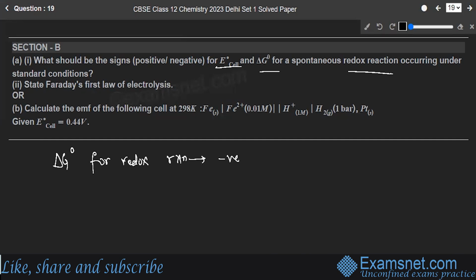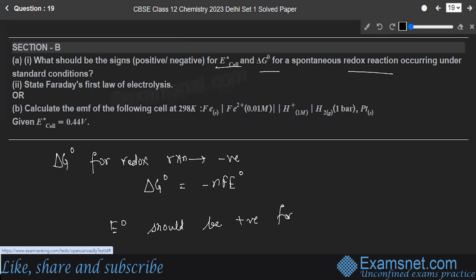See, delta G naught for a redox reaction should be negative for a reaction to occur spontaneously, as delta G naught is given by minus n F E naught. So E naught should be positive for a spontaneous redox reaction. All right, hope you're clear with the first one.